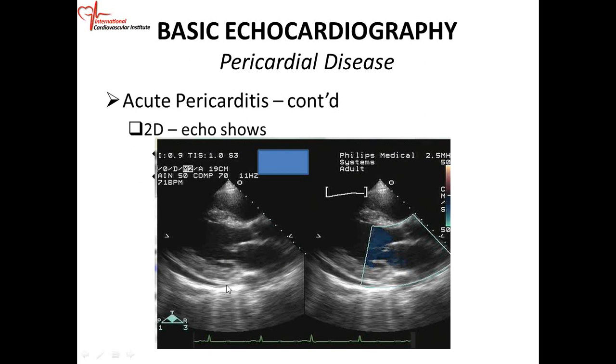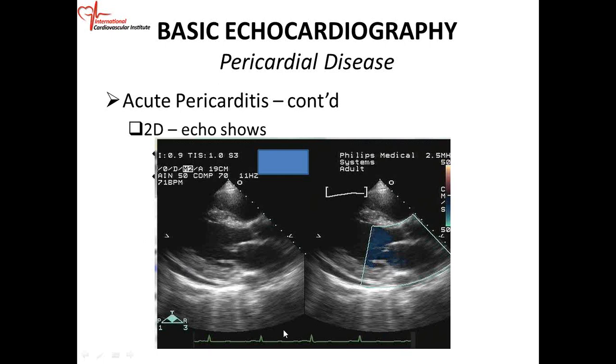Whenever the fluid tracks anterior to the descending aorta, it is pericardial effusion. If the fluid tracks posterior, that is behind the descending aorta, then it's pleural effusion. So this fluid right here is pericardial because it's tracking anterior. It's going to go anterior to the descending aorta.